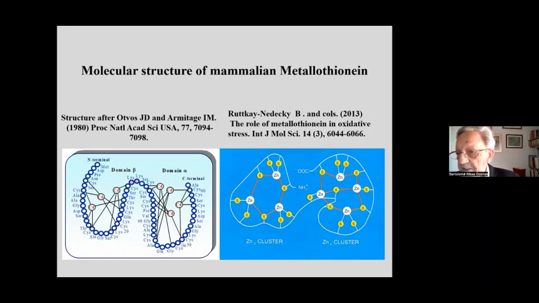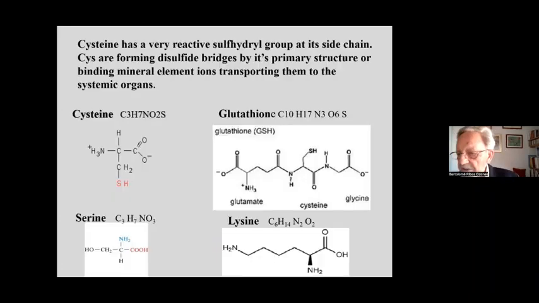active groups. In the next figure, we see the molecular structure of cysteine, glutathione, serine, and lysine, similar amino acids, reducer amino acids, containing SH groups, which are very reactive sulfur groups in their molecular structure. Cysteines form disulfide bridges on mineral element ions, binding and transporting them to the systemic organs. Glutathione is also an active redox agent to maintain the reduced environment of the cell.